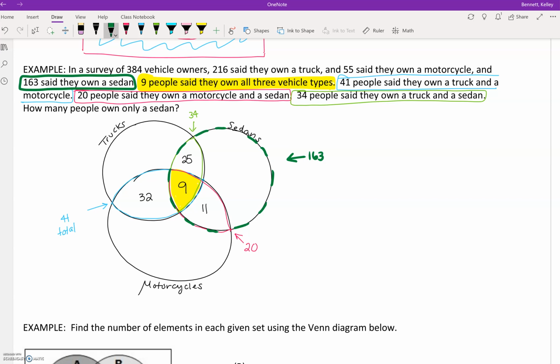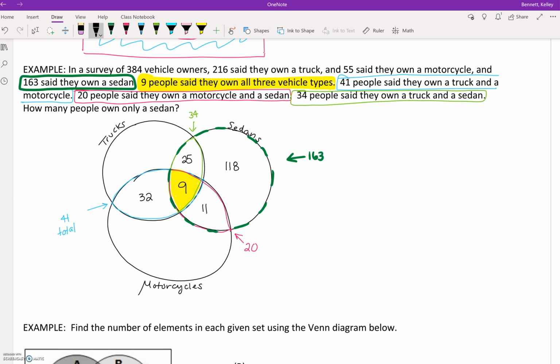So I just take 163. That's going to be my total for the circle. I'm going to subtract 25 because we already accounted for that, subtract 11 because we already accounted for that, and subtract 9 because we already accounted for that. And that leaves me with 118. So notice if I were to add up 25, 9, 11, and 118, that would give me 163.